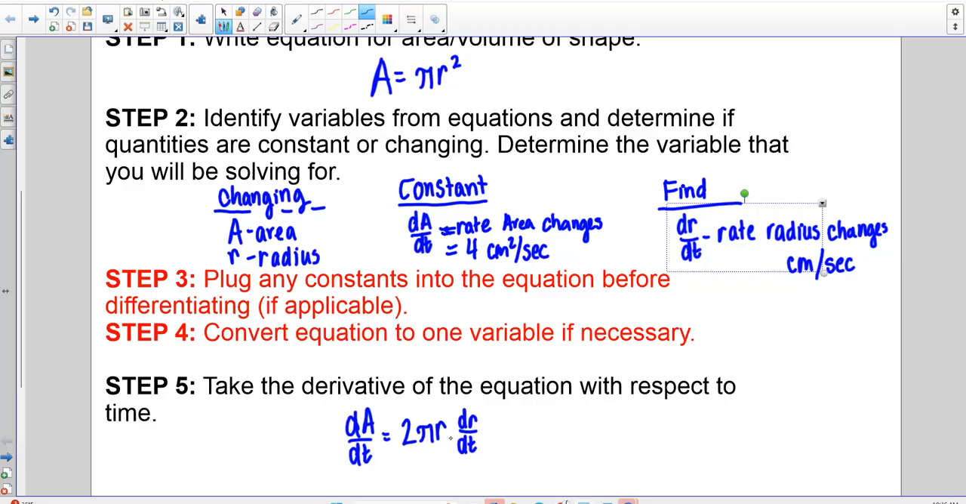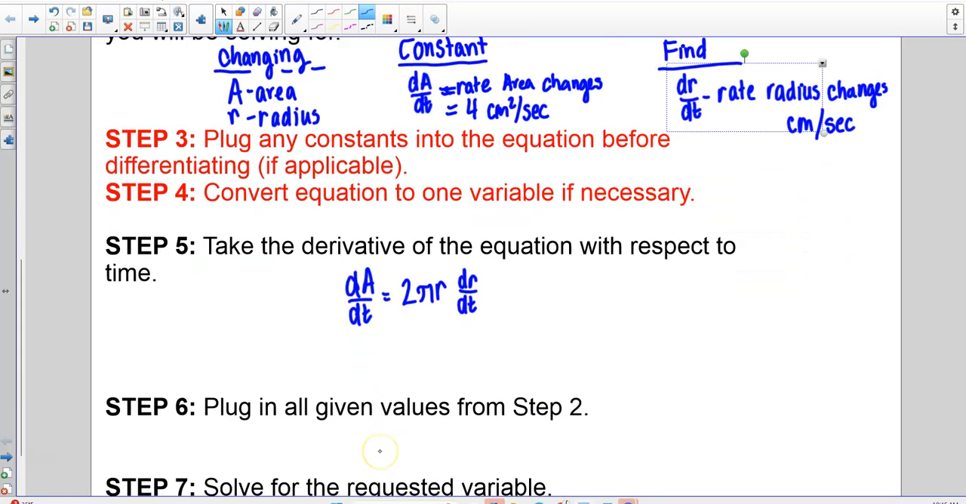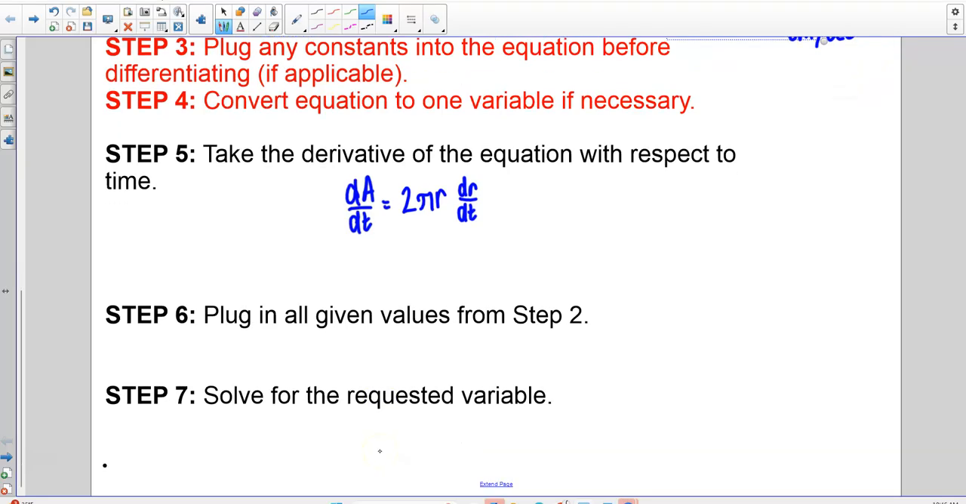I do find it interesting that the derivative of area is circumference for a circle. I do not know if there's like a reason. Anyway, we don't have time to explore that right now. We're not going to worry about it.